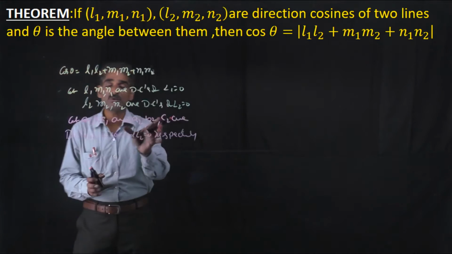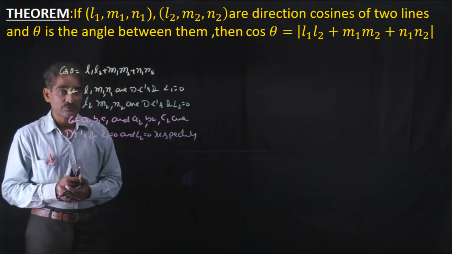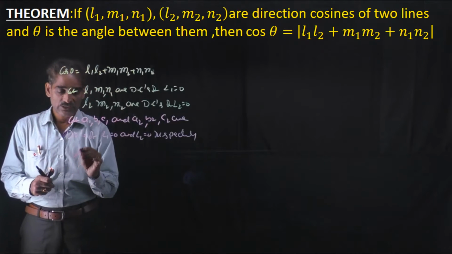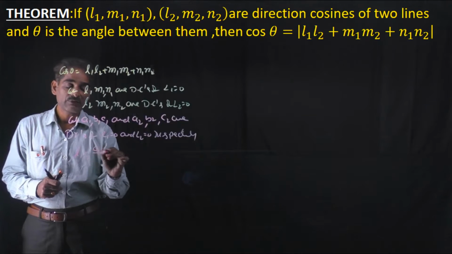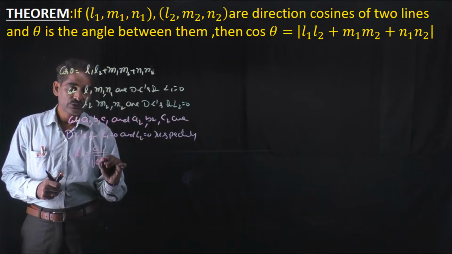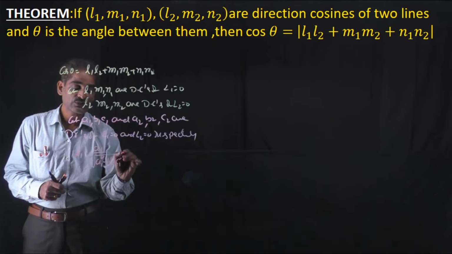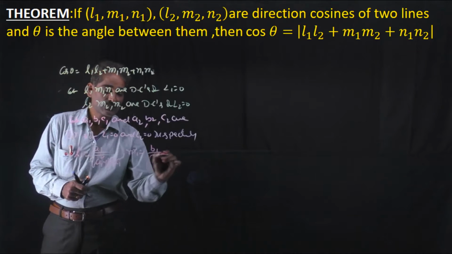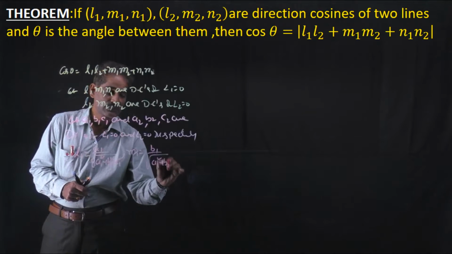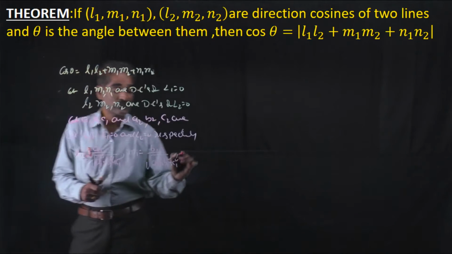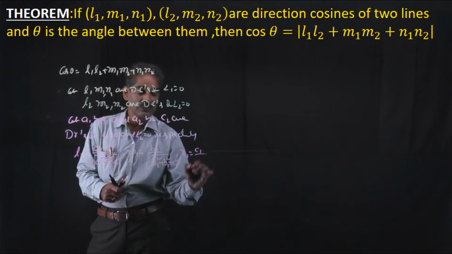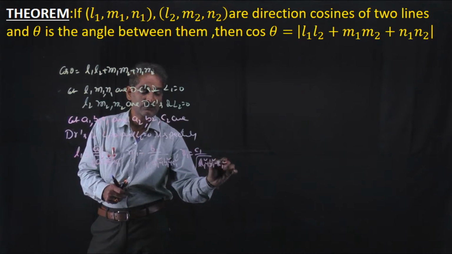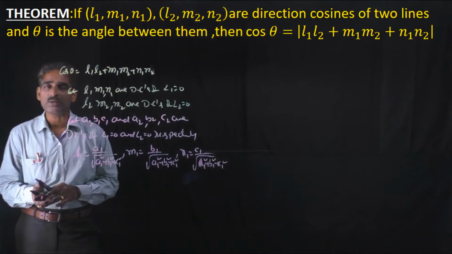What is the relation between DRs and DCs? Already we derived formulas for the DCs if you know the DRs of the line. So L1 is equal to A1 by root of A1 square plus B1 square plus C1 square. M1 is equal to B1 by root of A1 square plus B1 square plus C1 square. And N1 is equal to C1 by root of A1 square plus B1 square plus C1 square. Similarly, we can write L2, M2, N2.